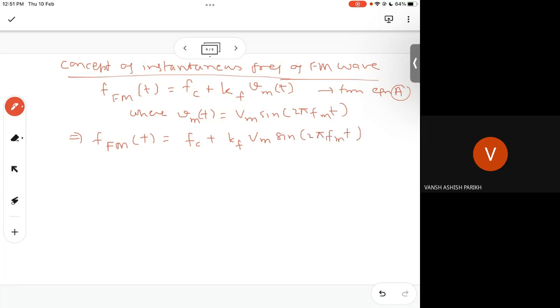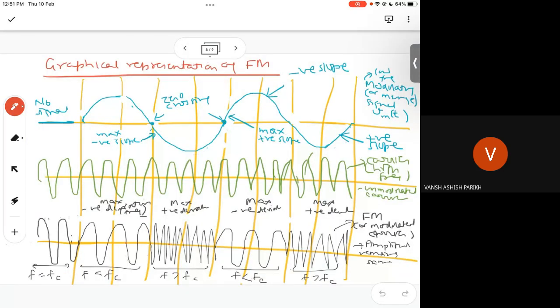Now here we define a parameter called the peak frequency deviation. This parameter we define as delta, which I showed in the slide also. So this delta is defined as the peak frequency deviation. If you recall, in the previous slide I used the words maximum positive deviation, maximum negative deviation. That means the peak frequency deviation.